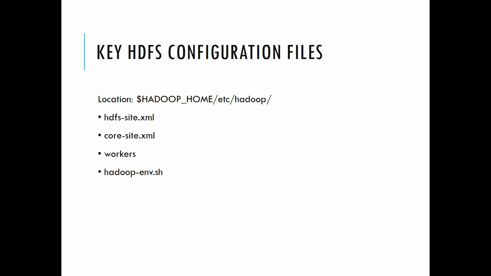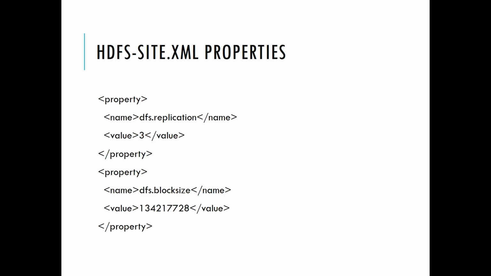All major configuration files for HDFS are found under $HADOOP_HOME/etc/hadoop/. The most critical among them are hdfs-site.xml and core-site.xml, which define operational parameters. Other files include workers, listing DataNode hosts, and hadoop-env.sh, which sets environment variables. In hdfs-site.xml, we define key properties that govern HDFS behavior. For example, dfs.replication sets the number of replicas for each block, usually 3 for fault tolerance.